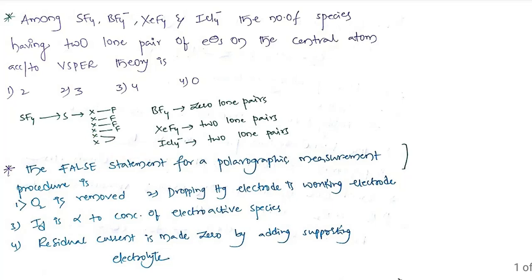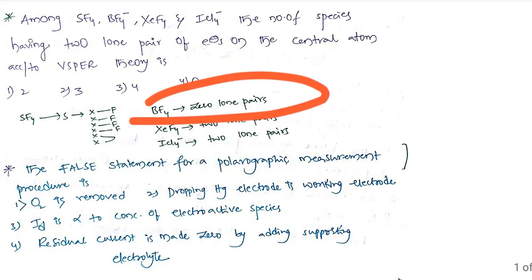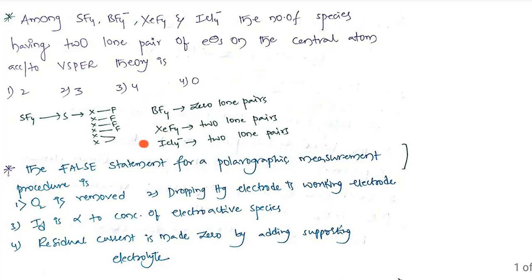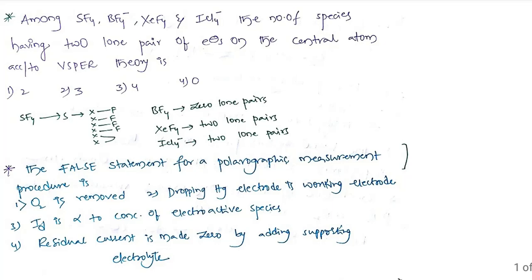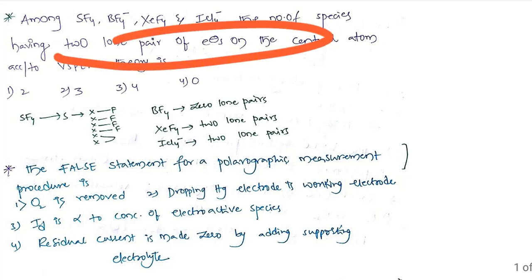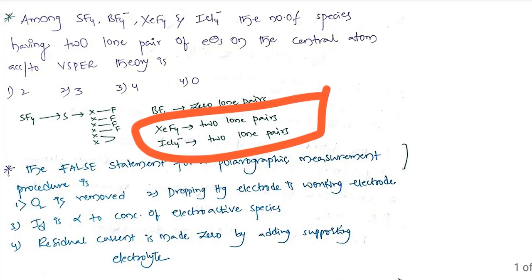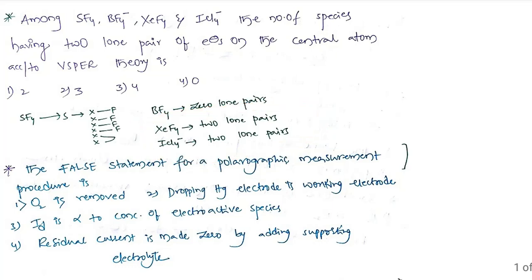And just check the hybridization, sp3d, with 1 lone pair of electrons. Just by using that, we can say that BF4 minus has 0 lone pairs, xenon tetrafluoride has 2 lone pairs, and ICl4 minus has 2 lone pairs. So the question is the central atom containing 2 lone pairs. In that case, xenon tetrafluoride and ICl4 minus have 2 lone pairs of electrons.